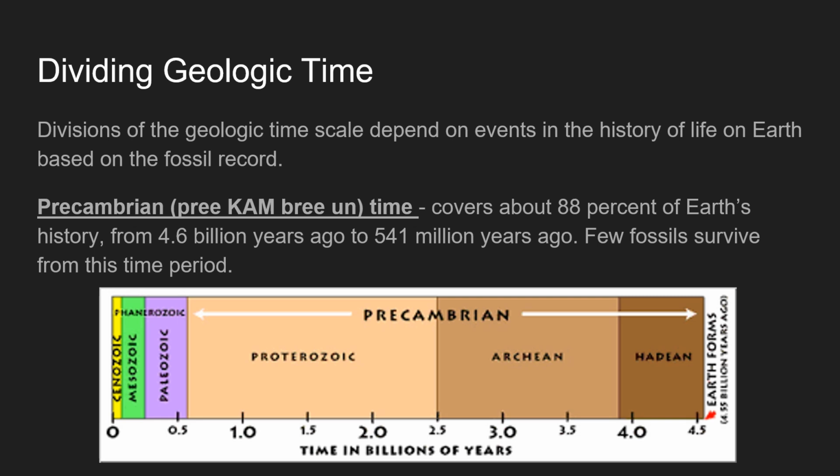Dividing geologic time. Divisions of the geologic timescale depend on events in the history of life on Earth based on the fossil record. The Precambrian time covers about 88% of Earth's history, from 4.6 billion years ago to 541 million years ago. Few fossils survive from this time period.